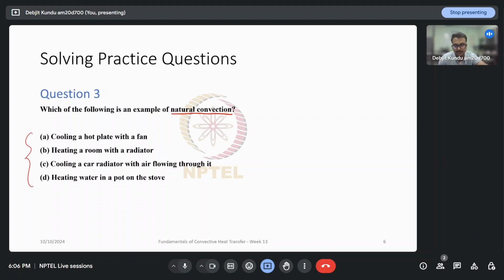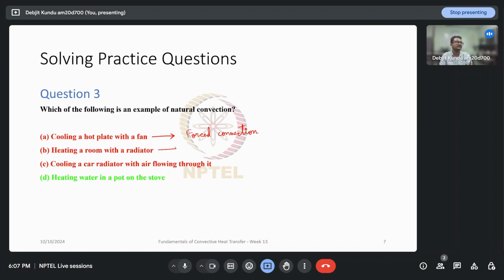Let's take a look at the solution. It's option D. So we will go through each of these cases. Cooling a hot plate with a fan, what do you think it is? It should be forced convection since you have a fan, which is forcefully blowing air over it.